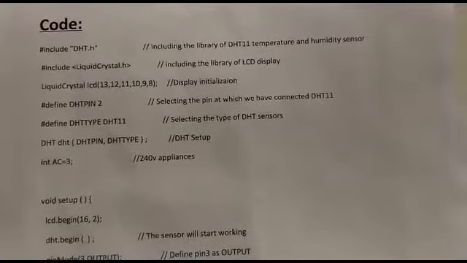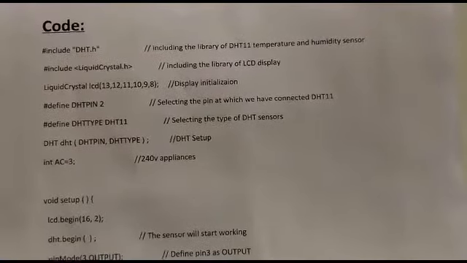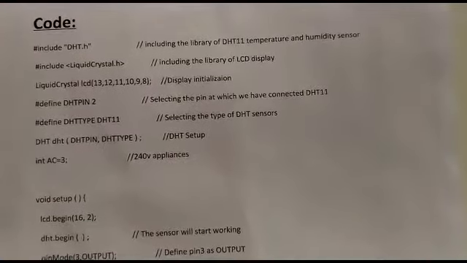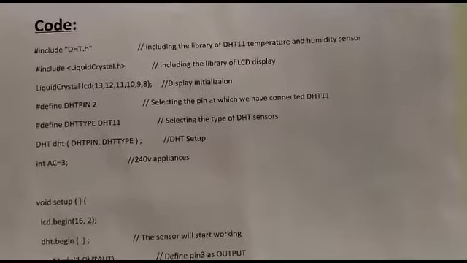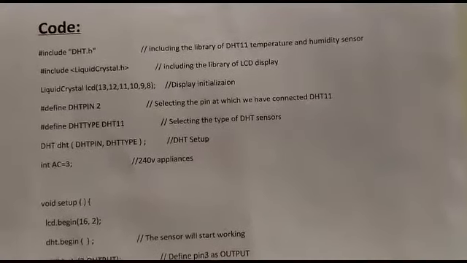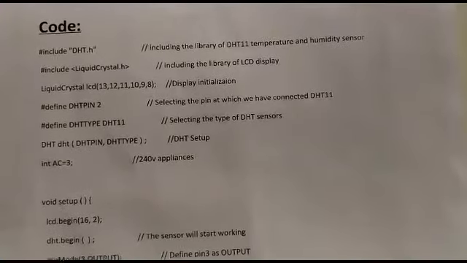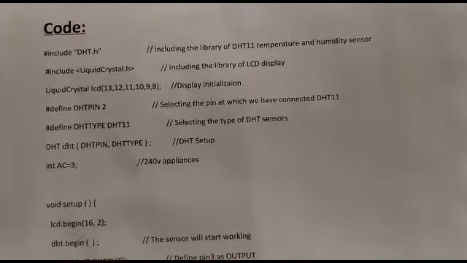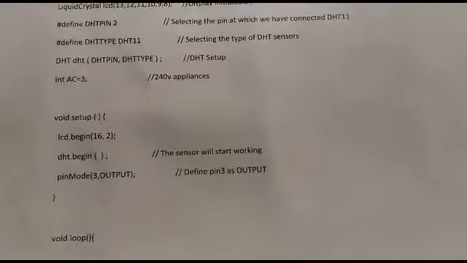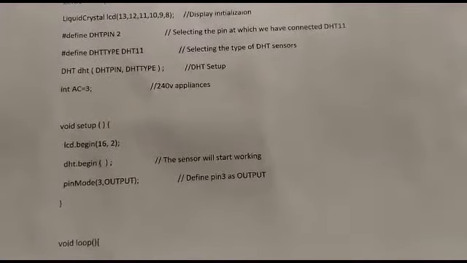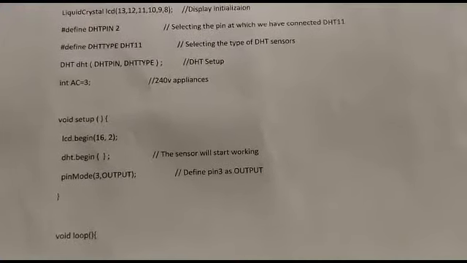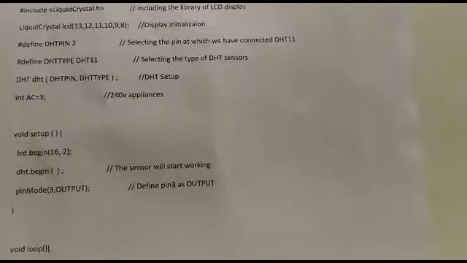I include the DHT header file and the liquid crystal display header file, with display initialization on digital pins 13, 12, 11, 10, 9 and 8. The data pin is connected to digital pin number 2. Define the type of sensor and initialize the DHT setup, and integer AC equals 3, meaning the relay module is connected to digital pin number 3. In setup, the LCD begins, the DHT11 sensor begins, and the relay module is defined as output on pin number 3.